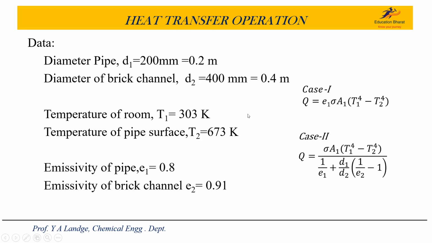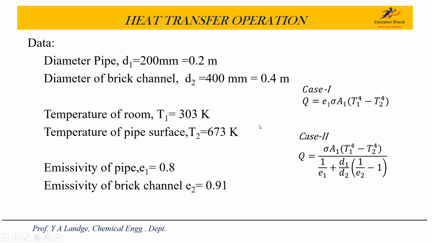What is the second case? The second case is that a concentric pipe is there, so there are two pipes. For that we can write the formula Q is equal to sigma A1, area of the inner pipe, into T1 raised to the power 4 minus T2 raised to the power 4, upon 1 upon E1, the emissivity of the pipe, plus the emissivity of the brick, as it is a concentric pipe as shown in the figure. And that is D1 by D2, where D1 is the diameter of the pipe and D2 is the diameter of the brick channel.